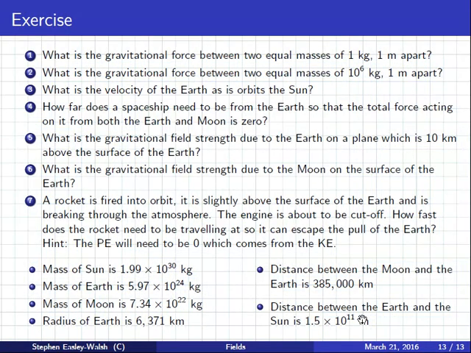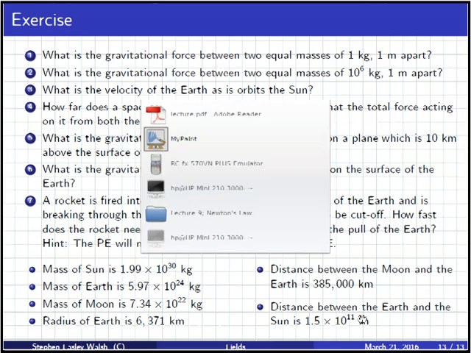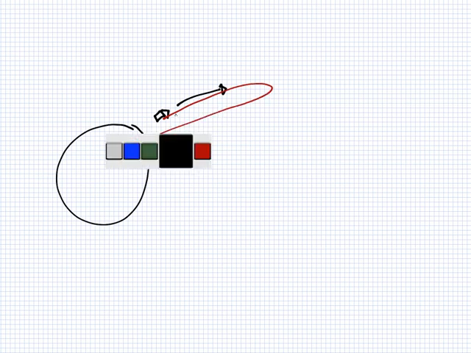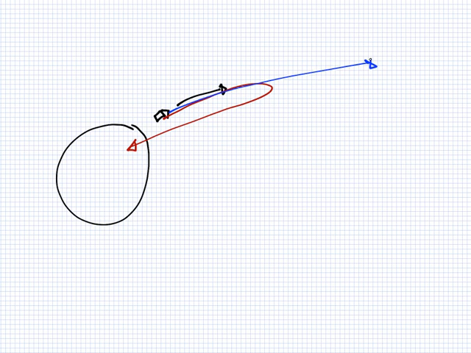So, a rocket is fired into orbit slightly above the surface of the Earth and is breaking through the atmosphere. The engine is about to be cut off. How fast does the rocket need to be travelling so it can escape the pull of the Earth? So, we have a picture like this. There's a rocket here, and it's about to head out into space. If it's not going fast enough, it will just get pulled back down. But if it's going fast enough, it'll actually escape. So this is called escape velocity.